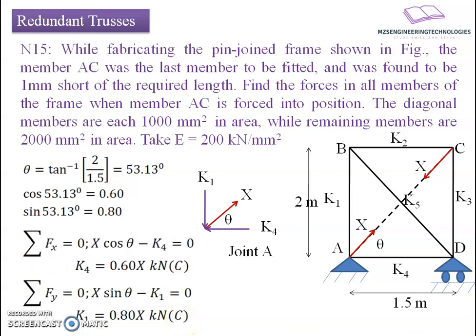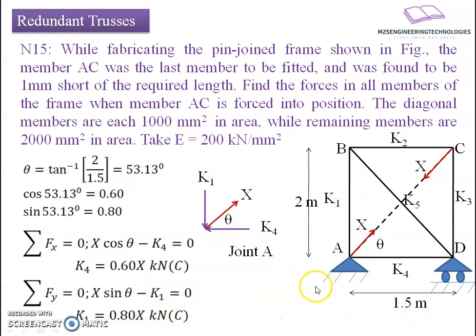If we apply the static equilibrium equation to this particular joint, we get summation of Fx equals 0: X cos theta, the horizontal component, moving towards the right-hand side, and we have considered K4 to move towards the left-hand side to have equilibrium here. From this we get K4 equals 0.60 times X kilonewton in compression. Similarly, summation of Fy equals 0 results in the relation X sine theta minus K1. Actually it is written in reverse here; it should be minus X sine theta plus K1, resulting in K1 equals 0.80 X kilonewton, compressive in nature.